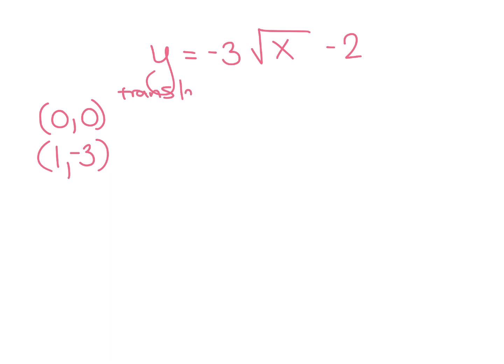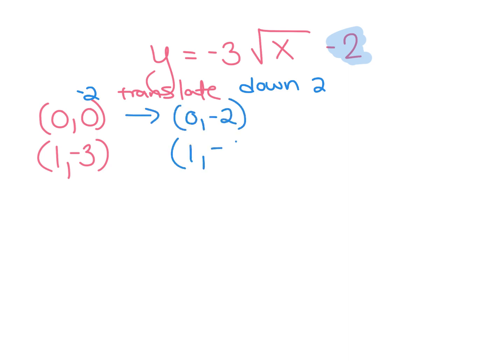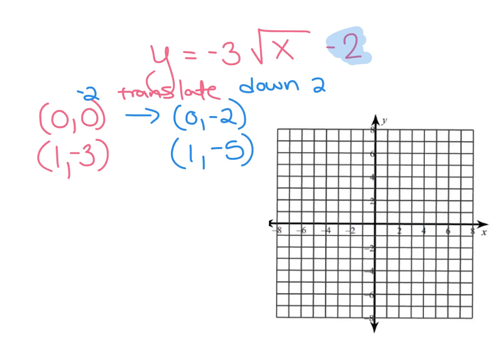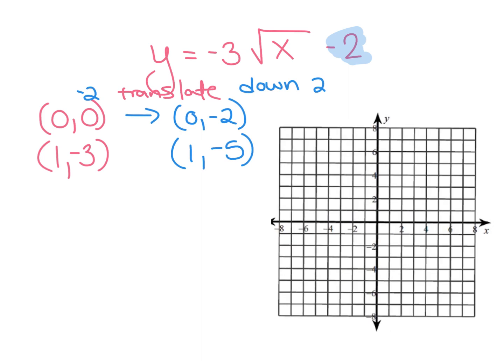So I look at this, and this time it's gone down 1. Excuse me, I meant to say down 2. That means I will subtract 2 from each y value. So my new points will be (0, -2) and (1, -5). So from here, I'm going to graph my 2 ordered pairs at (0, -2) and (1, -5).